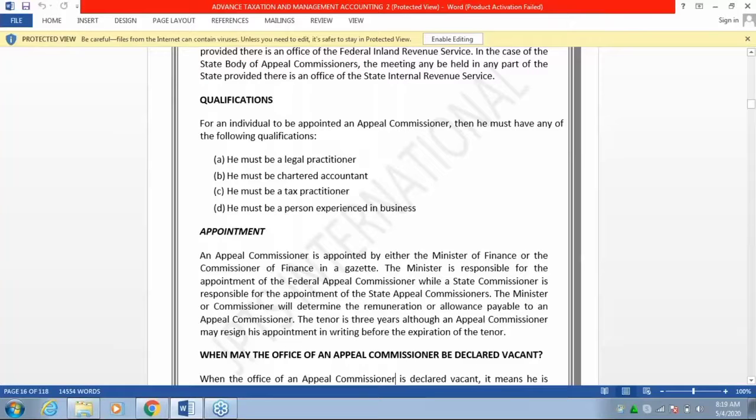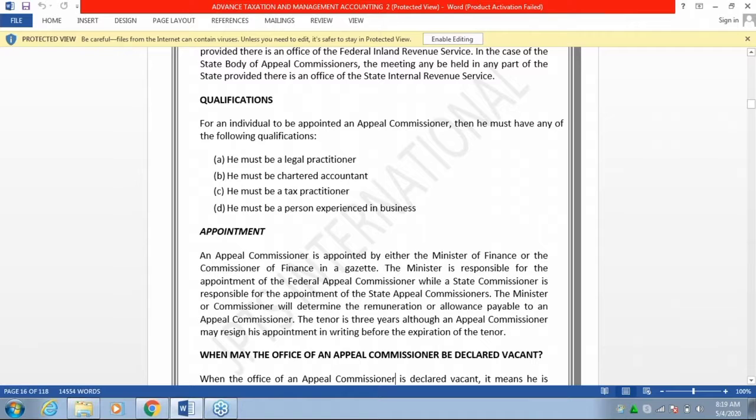How will they be appointed? An appeal commissioner is appointed by either the Minister of Finance or a Commissioner of Finance in a gazette. So the Minister of Finance is for the country, while that of the Commissioner for Finance is a gazette at the state government level. So the minister is responsible for the appointment of the Federal Appeal Commissioner, while a state commissioner is responsible for the appointment of the state appeal commissioner, as I've said earlier.